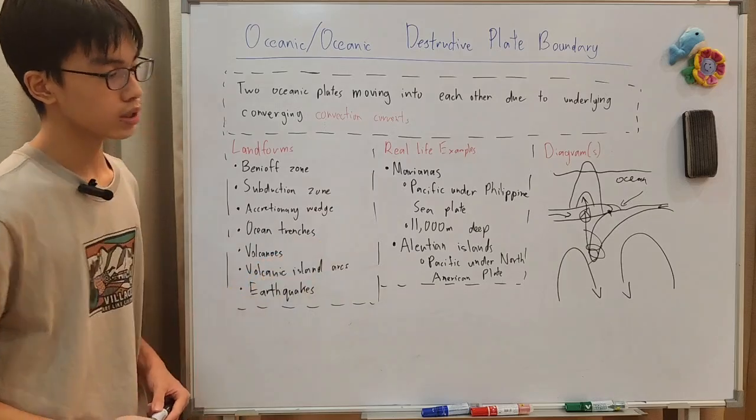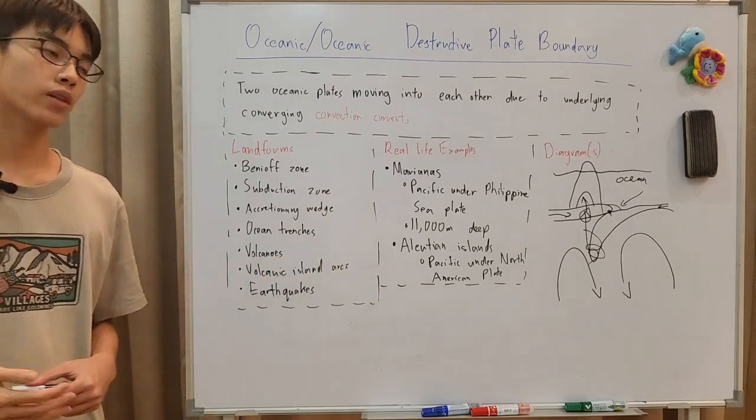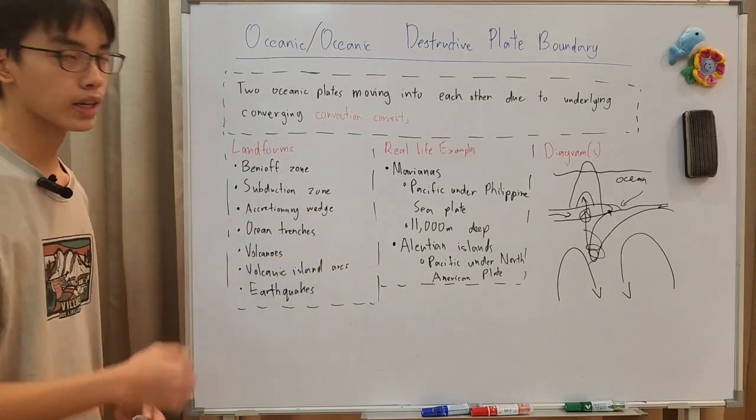Then you have the Aleutian Islands, which is when the Pacific plate subducts under the North American plate around Alaska, and that creates your volcanic island arcs.